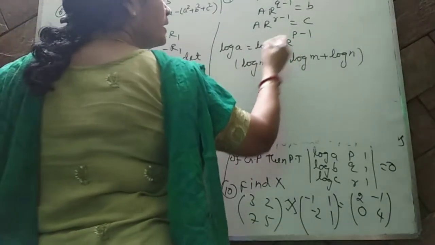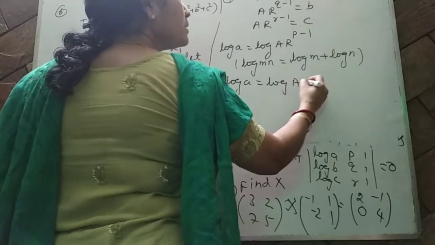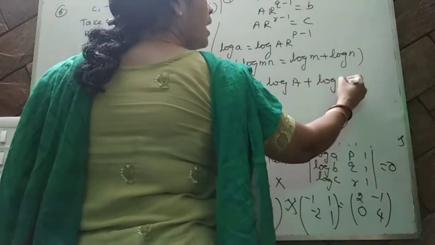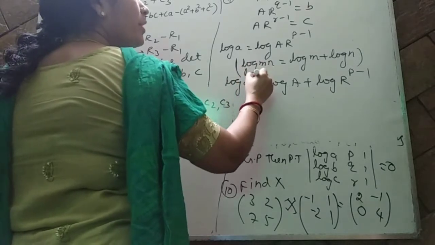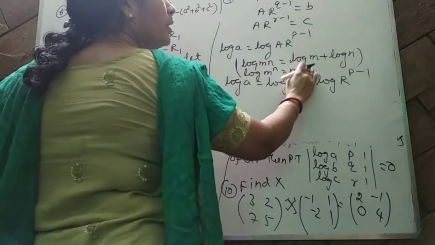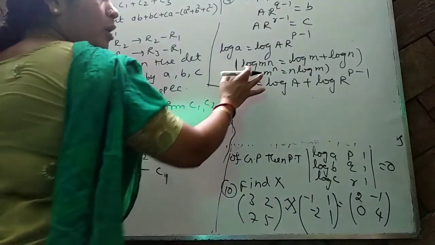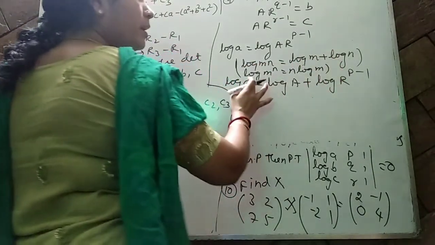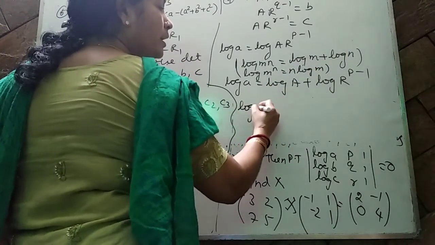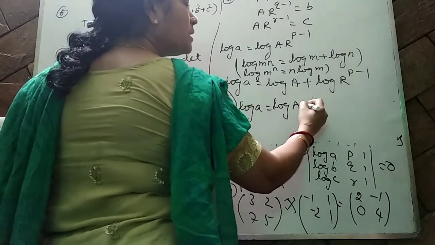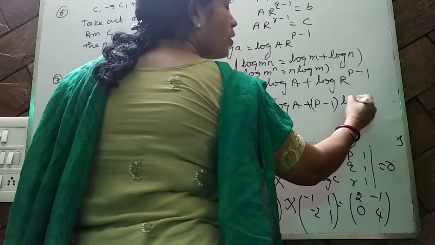As per this, we will get log A equal to log A plus log R power P minus 1. Another formula I am writing here: log M power N equal to N log M. Again, you have to note down both formulas. We will see these formulas in differentiation. Log MN equals log M plus log N. Log M power N equals N log M. As per this, we can write log A equal to log A plus P minus 1 into log R.